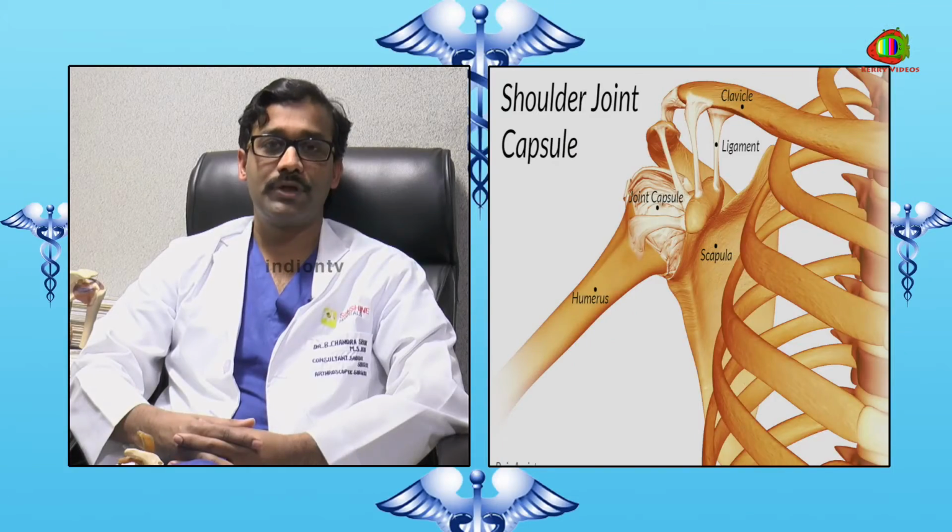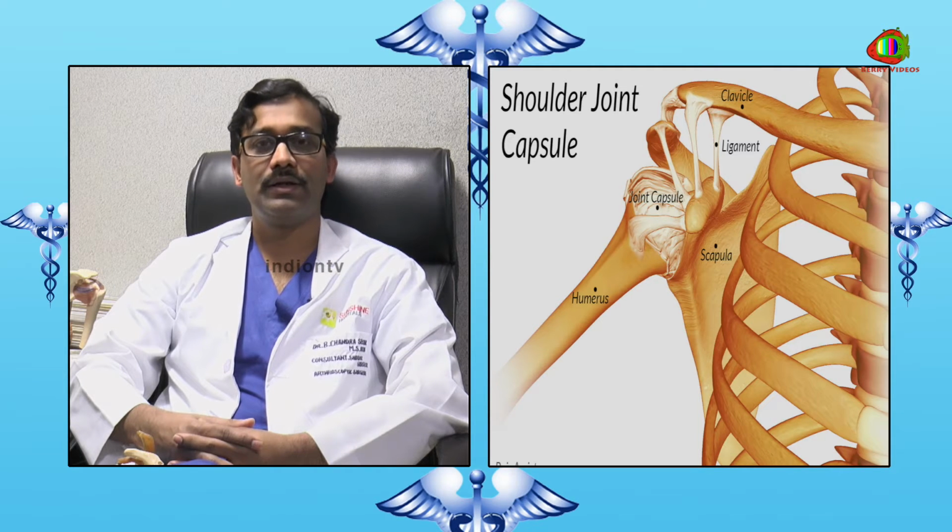In this condition, the covering of the shoulder joint, which we call the capsule, gets tightened and contracted, and this gives a lot of pain and a lot of stiffness to the patient. If you see, this is the shoulder model here, and this is the shoulder blade, also called the scapula in technical terms, and this is called the humerus bone.